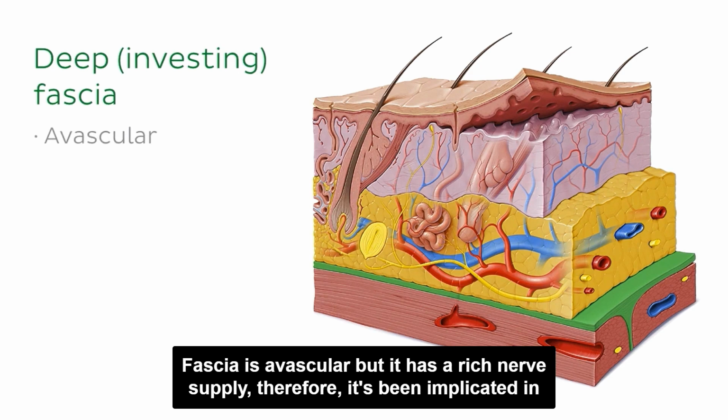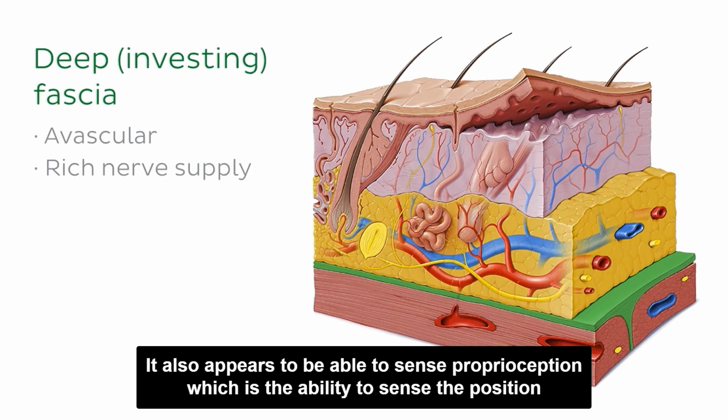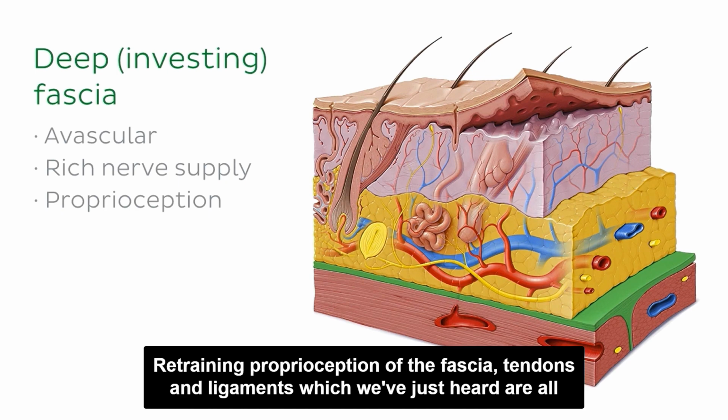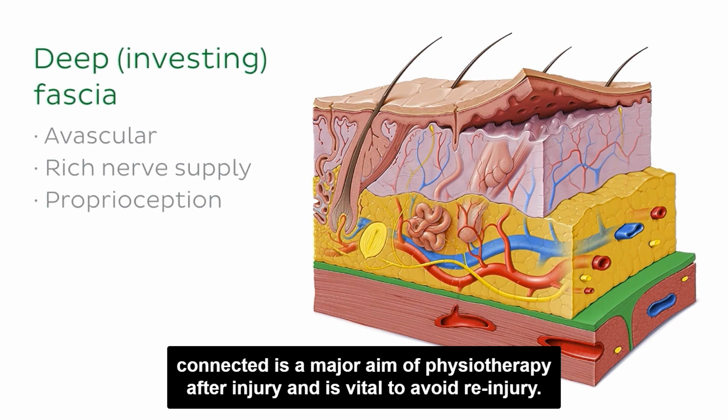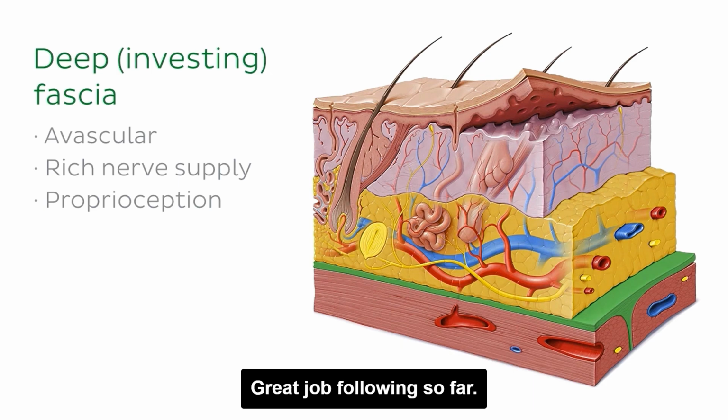Fascia is avascular, but it has a rich nerve supply. Therefore, it's been implicated in causing pain in both acute and chronic injuries. It also appears to be able to sense proprioception, which is the ability to sense the position of our bodies without looking. Retraining proprioception of the fascia, tendons, and ligaments, which we've just heard are all connected, is a major aim of physiotherapy after injury and is vital to avoid re-injury. That's us gone deeper than the bottom of the skin. Great job following so far.